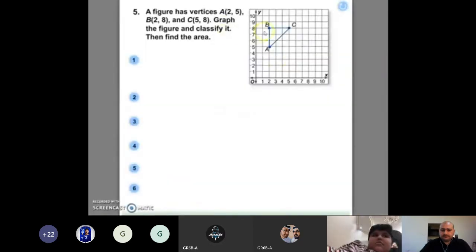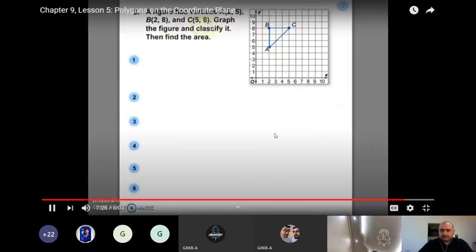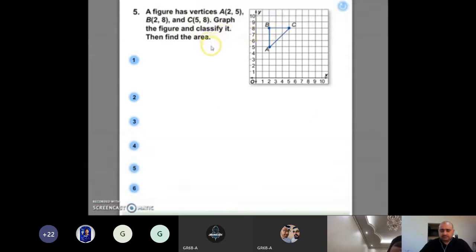Final example of the day, if you are given the vertices (2, 5), (2, 8), and (5, 8). Falah, this is your question. This is a triangle. We don't have the parallel sides here. Okay, Falah, continue. And they tell you to graph, classify, and find the area. This is what you do. Plot your 3 points like so.